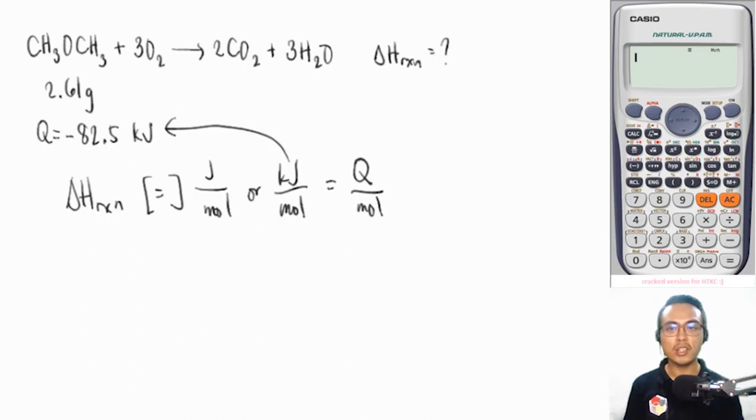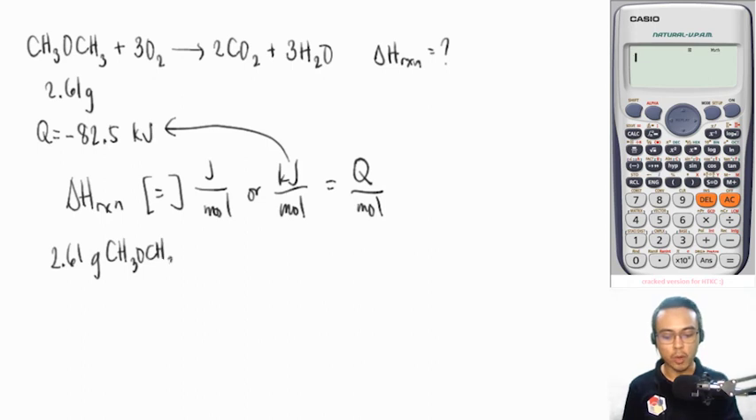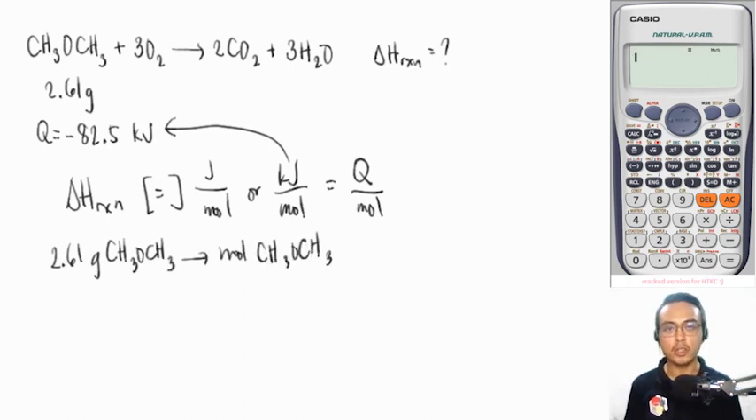Okay? So that means that we only need to convert 2.61 grams of CH3OCH3 to the number of moles of CH3OCH3 and substitute that to our deduced delta H reaction equation, and then we have already solved the problem. Okay? All problems are very easy if you know how to deconstruct the problem. So let's convert the grams of dimethyl ether to the moles of dimethyl ether.